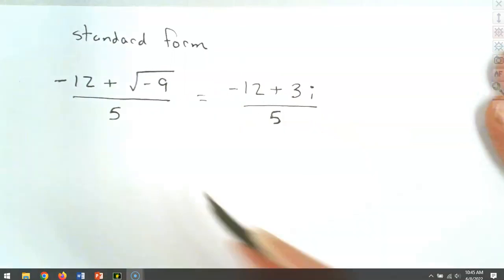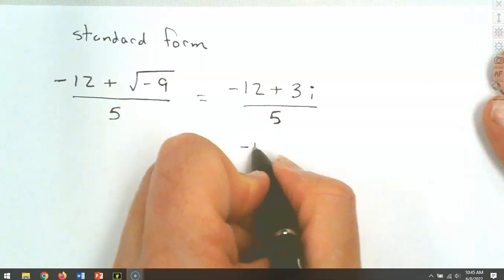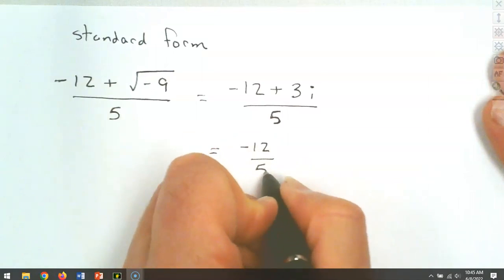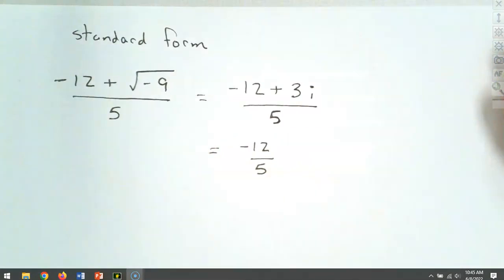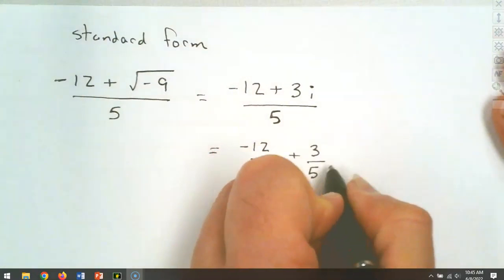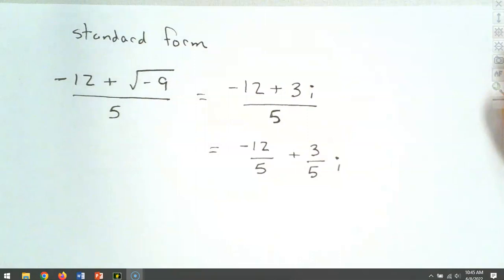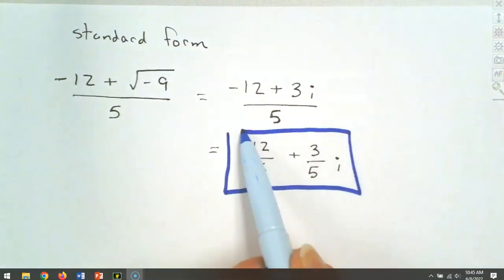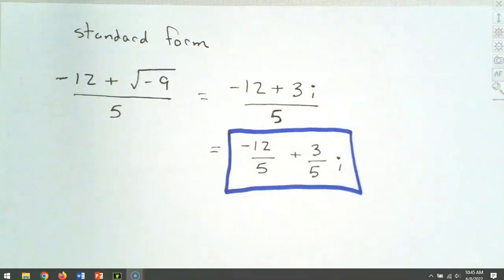over 5. And in some cases, it may not reduce. So you may just have to leave that as -12 over 5 plus 3 over 5 i. Because those are not going to reduce down any. And that's all we can do, is just leave it just like that. Because sometimes they'll reduce down, sometimes they won't.